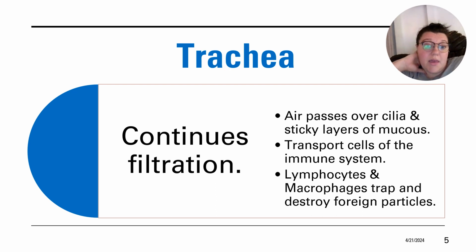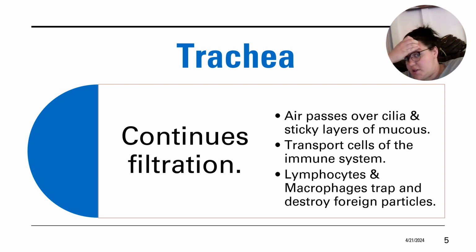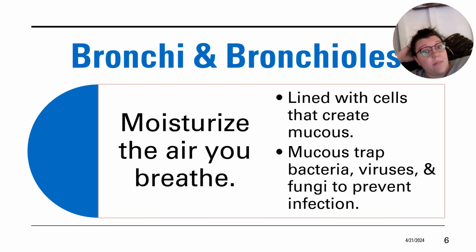Next, we have our trachea, and this continues that filtration. Air passes over the cilia and the sticky layers of the mucus in the trachea. It also transports cells of the immune system, and this is where lymphocytes and macrophages trap and destroy foreign particles. Here we have our bronchi and bronchioles. These moisturize the air you breathe, and these are lined with cells that create mucus. Mucus actually traps bacteria, viruses, and fungi to prevent infection.